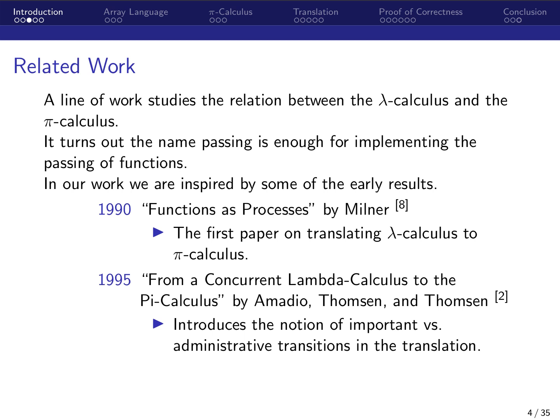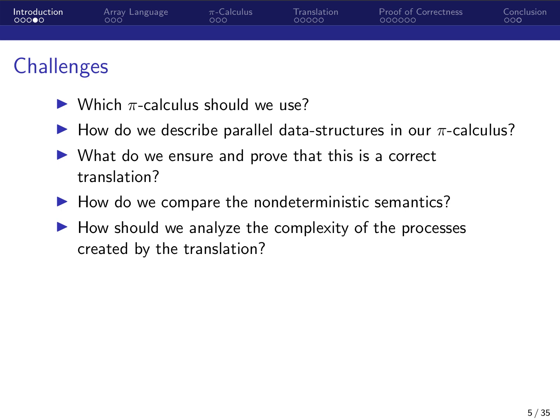So the challenges that we're faced with in our work is to find out which Pi calculus to use, because there are many. And how do we describe parallel data structures in the Pi calculus that we choose? How do we prove that our translation is correct? How can we compare the forms of non-determinism found in Futhark and in our Pi calculus? How can we analyze the complexity of the processes that our translation will create? So I'm going to talk about how we've addressed these challenges.